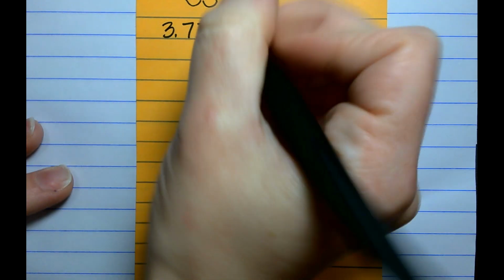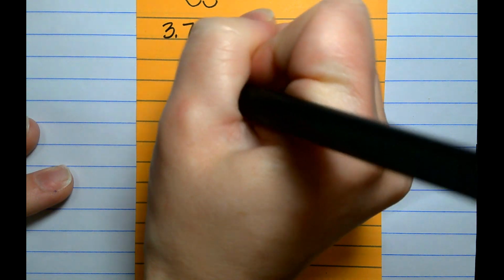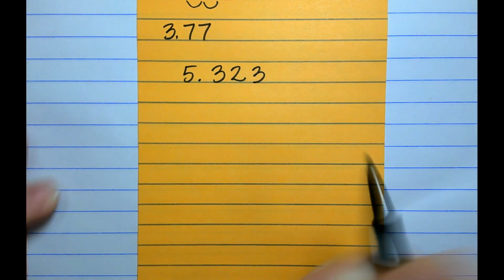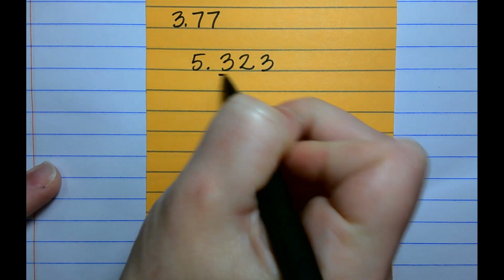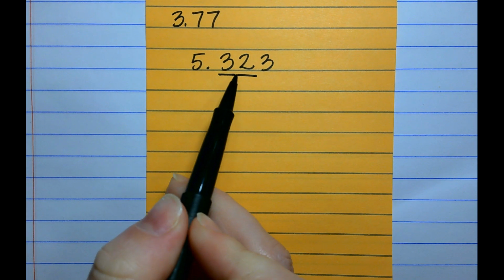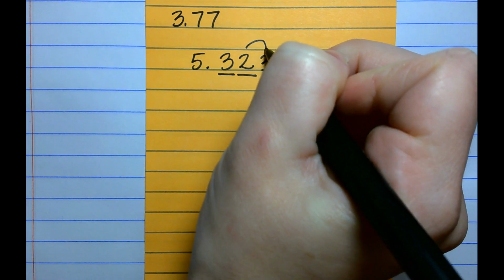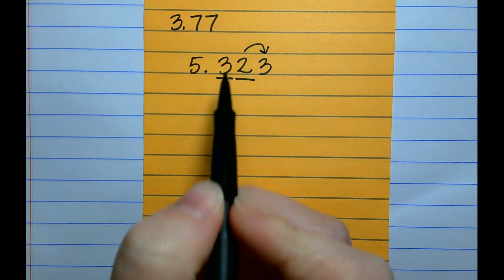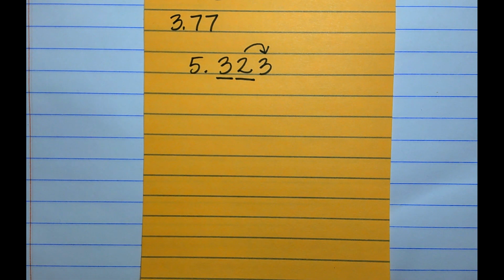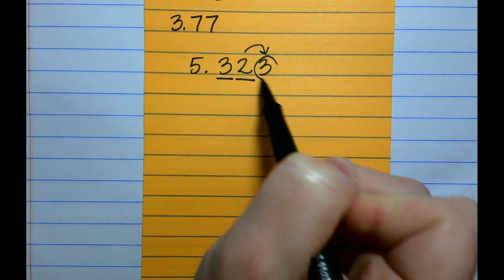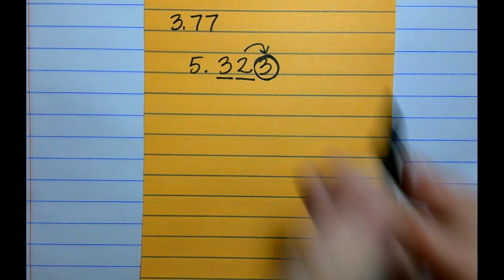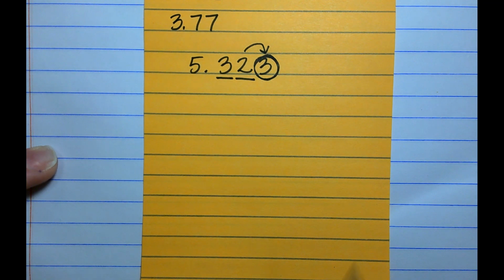So here's an example. 5.323. If I want you to round this to 2 decimal places, we're looking at the number next to it. Do I round up to 5.33 or do I keep it 5.32? Keep it 5.32. Why? Because it's less than 5. This 3 tells me to round down, which means to keep the number the same. If it was 5 or more, we would go up.